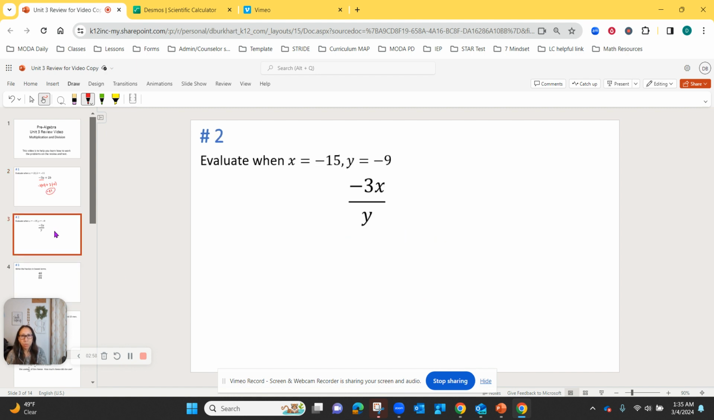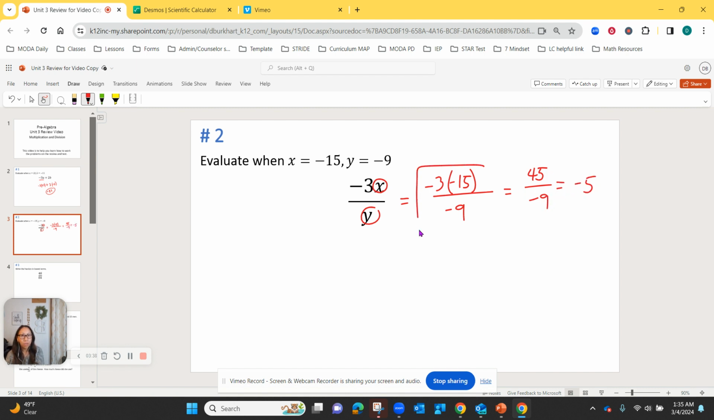All right, number 2, we have to evaluate when x is equal to negative 15 and y is equal to negative 9. So go ahead and replace that x with a negative 15 and the y with a negative 9. Negative 3 smashed with the x is multiplication, and then you have the negative 9. You can multiply these two together: negative 3 times negative 15. If you hate to hate, then there is love, and that is a positive thing. So it's positive 45 over negative 9. 45 divided by negative 9 is negative 5.